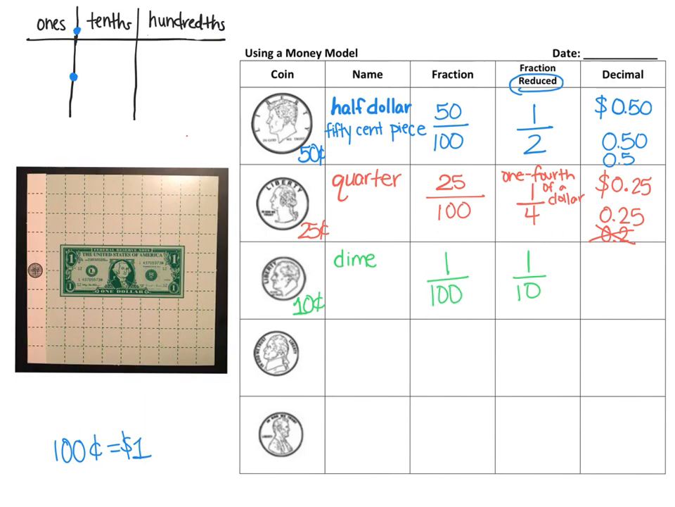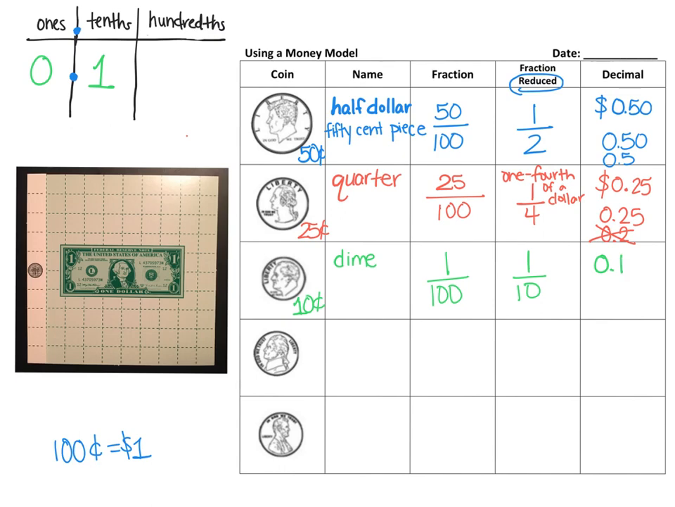We can do the exact same thing to find the decimal. There is 1/10. So when we go to our place value chart, we put the 1 in the tenths place and a 0 in the ones place because there are no whole amounts. So we have 0 and 1/10.